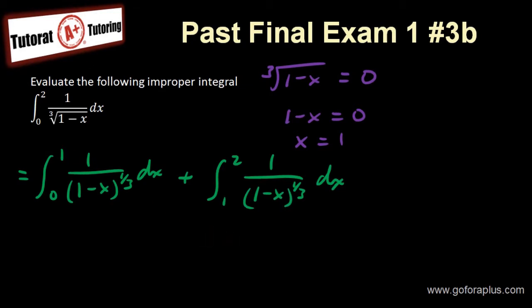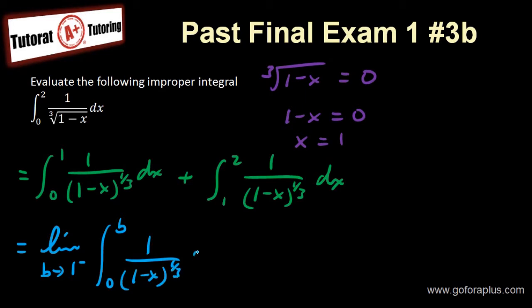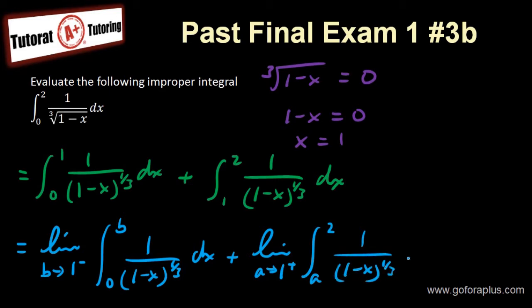Now, since 1 is the value that is improper, I have to use limits. Limit of b approaching 1 from the left, because the value 1 exactly cannot be used in this function, since it's the restriction. So I have to use 1 minus. It's going to be 0 to b of this function, plus limit of a approaching 1 from the right, from a to 2, of 1 over (1 minus x) to the 1/3 dx.